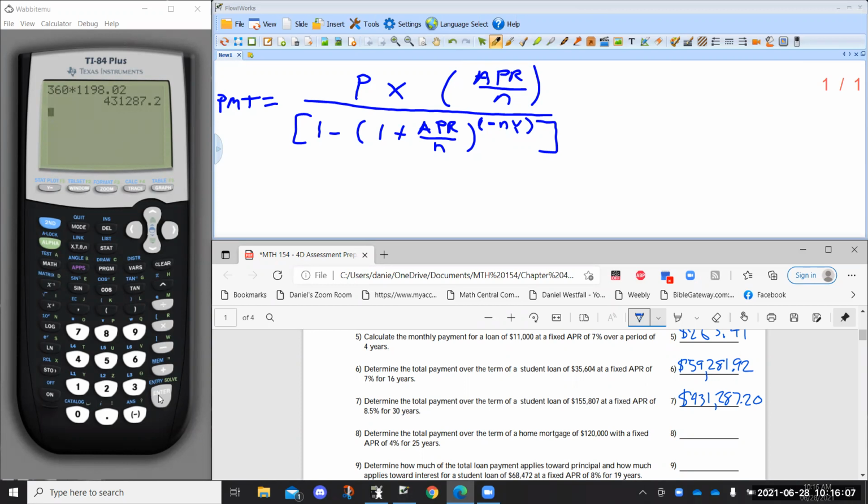I think the difference between the answers here are due to rounding, that she didn't round until the end. So let me go back and get this value here.